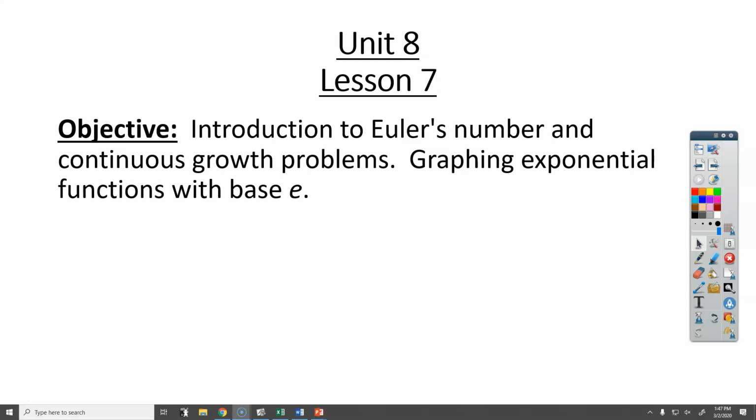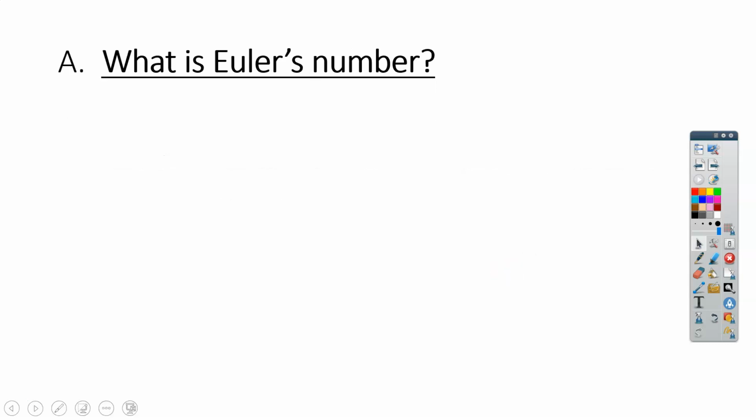So I'm going to teach you guys about a new number called Euler's number. It has something to do with exponential functions and a special type of exponential growth called continuous exponential growth. So we're going to look at that. And then basically we're going to do graphing with that, and that's it. We'll be done. So that being said, let's roll forward here. So what is Euler's number?